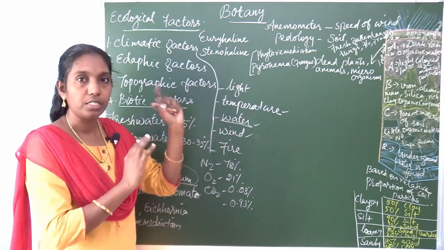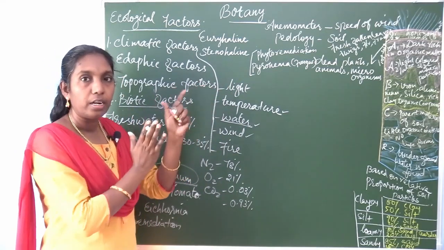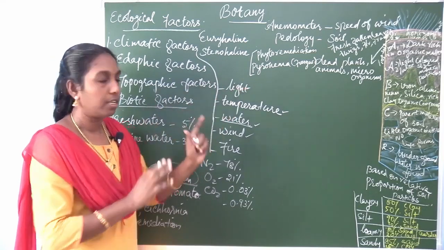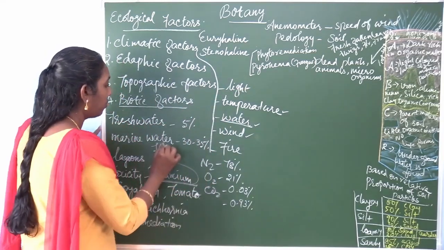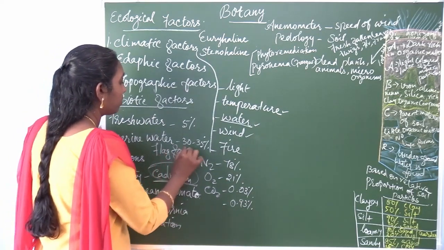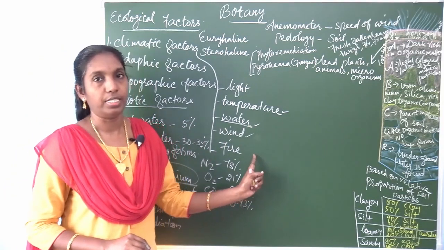When the wind blows in one direction, all the branches of the tree move and point in that direction, and it forms a flag. So, that's called flag form. These are all the effects of wind.